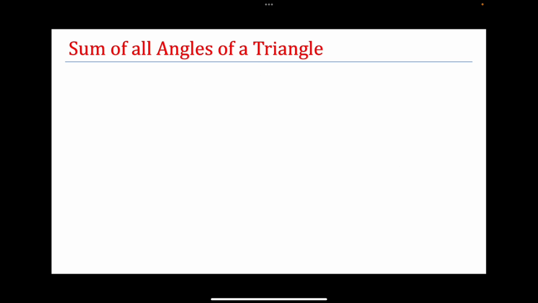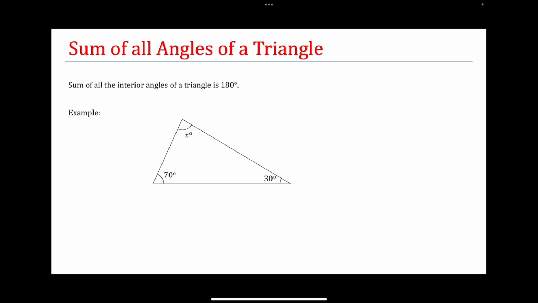Sum of all the angles of a triangle. Sum of all the interior angles of a triangle is 180 degrees. So you can see the example here. The two given angles are 70 and 30. The unknown angle is 80 degrees.